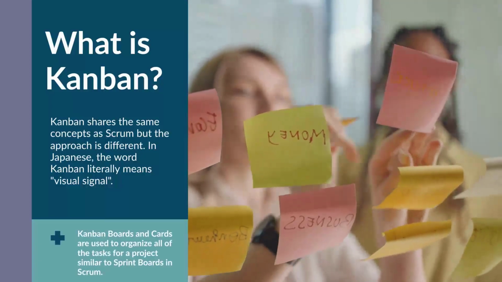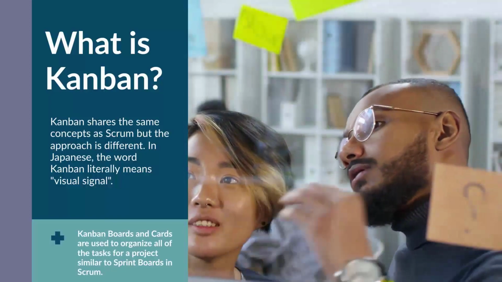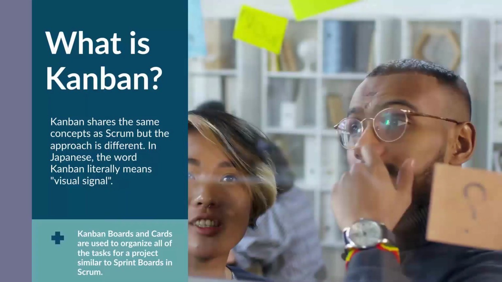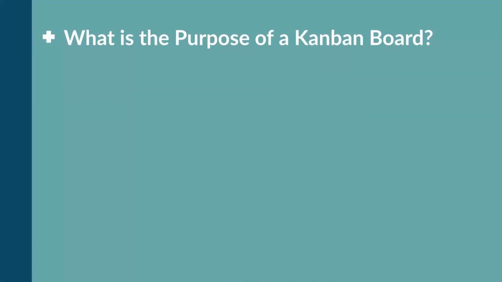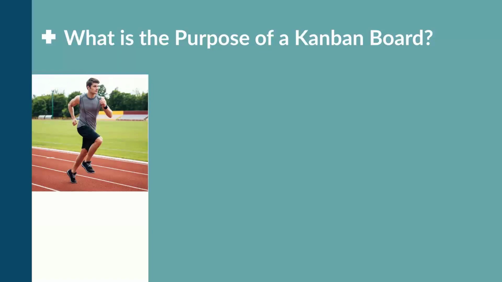Kanban boards and cards are used to organize all of the tasks for a project, similar to sprint boards in Scrum. What is the purpose of a Kanban board? A major difference between Kanban and Scrum is the way that sprints are scheduled. In Kanban, sprints are scheduled in a continuous flow and not a fixed time period.